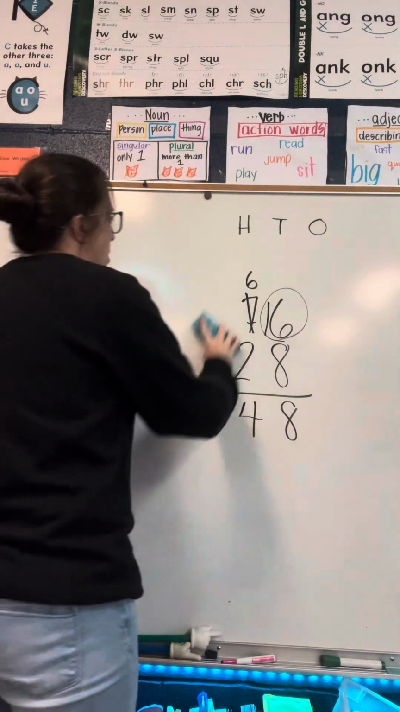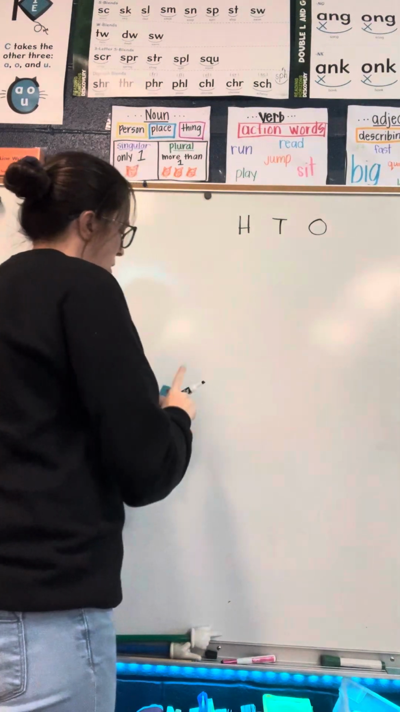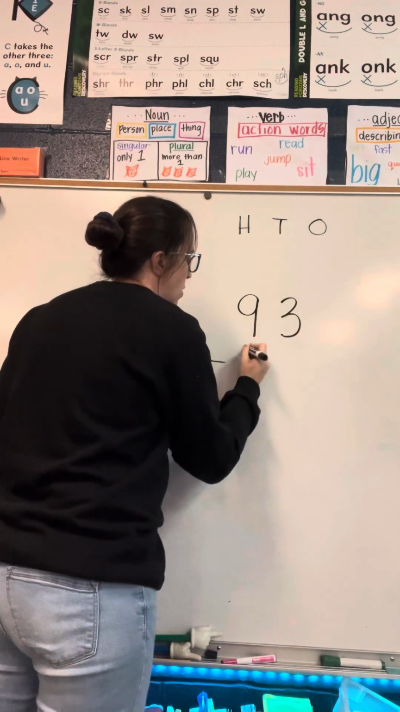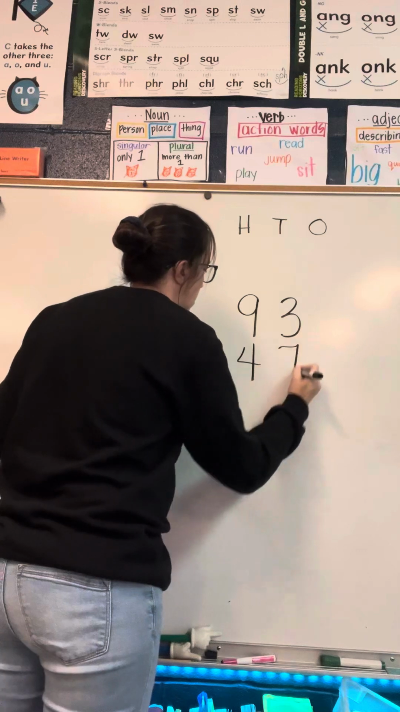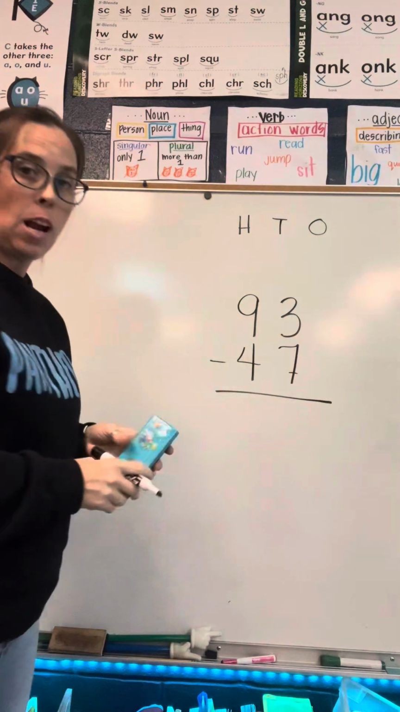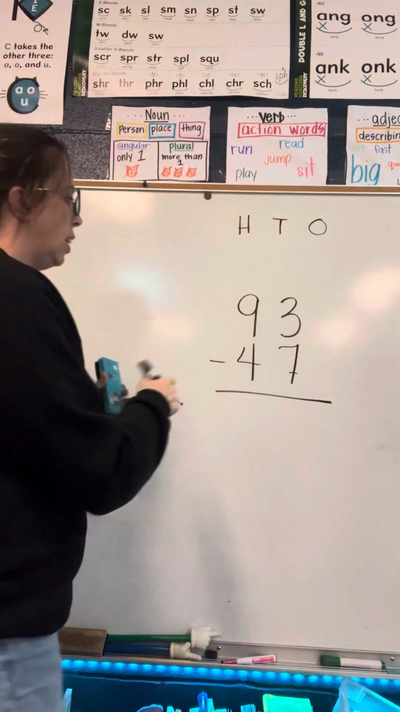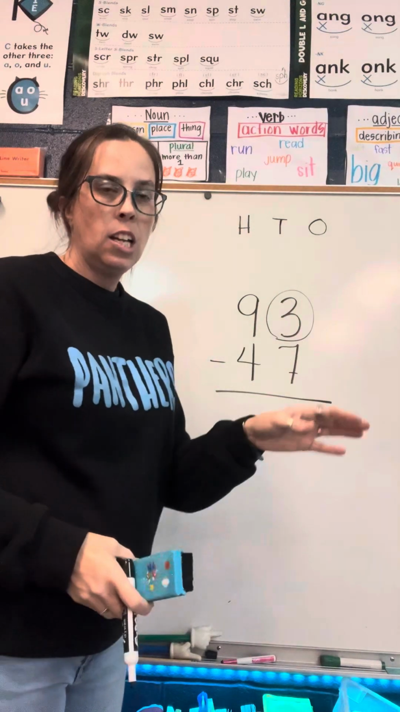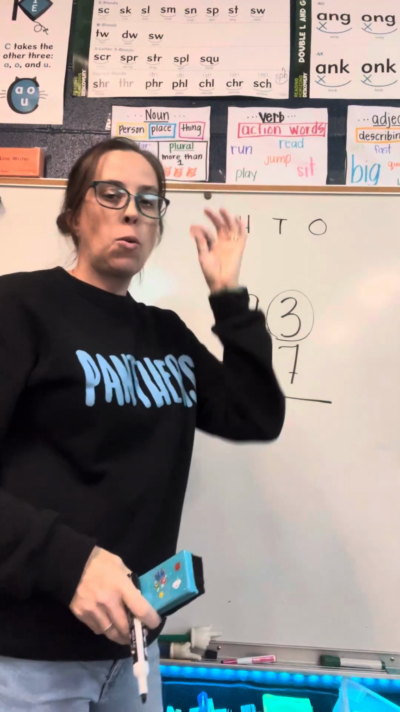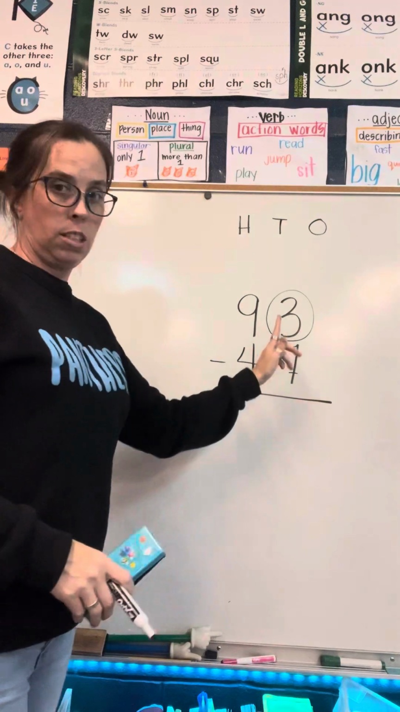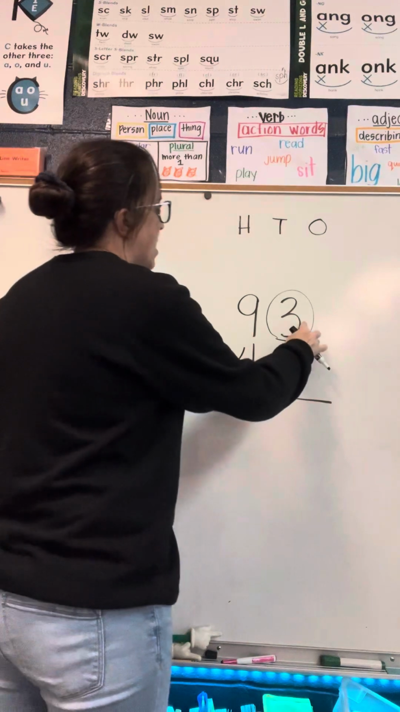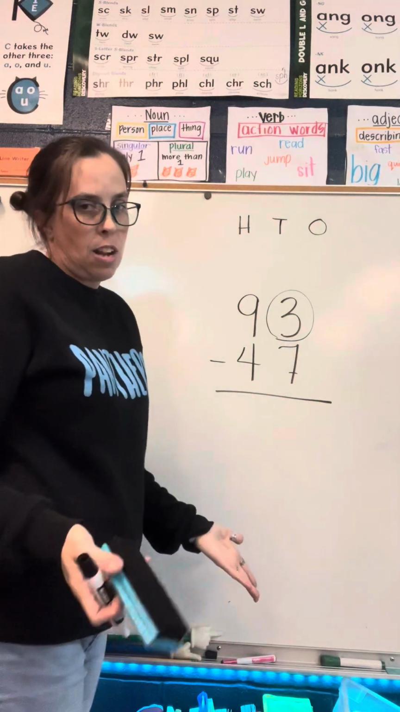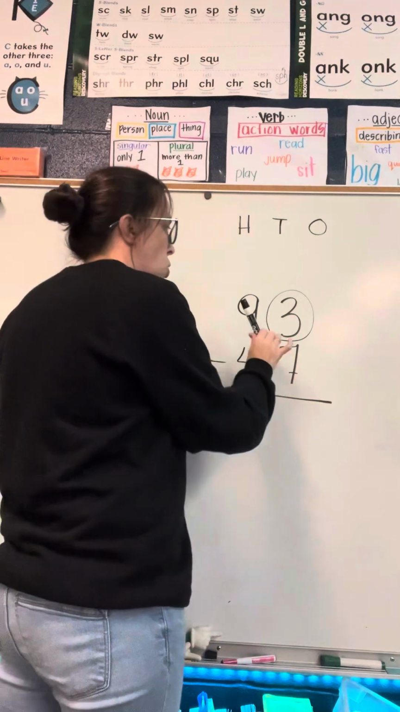All right, let's look at another one. I'm going to say 93 minus 47. All right, I'm going to start with this 3. Remember we circled them? You don't have to circle that, but if you need to circle it to remember to start there, then please circle it, okay? All right, I see I have 3. I can't take 7 away from 3. It's just not possible. So I'm going to have to come next door, knock, knock, knock.